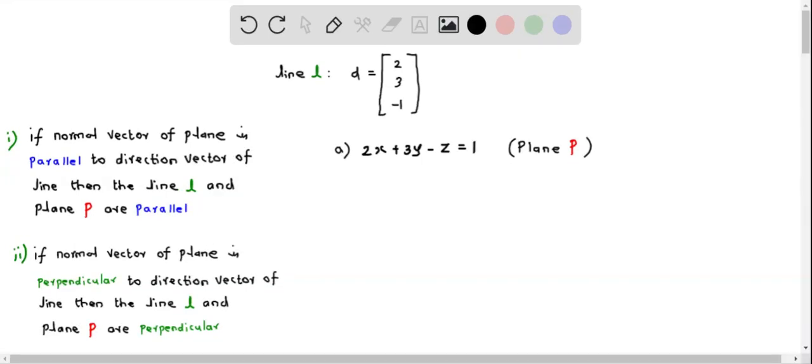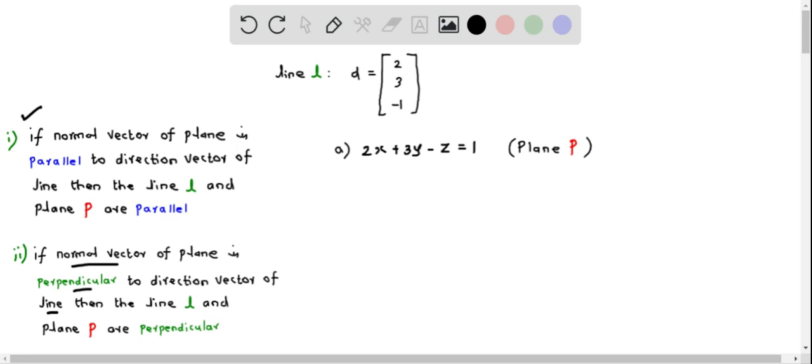We will now check if the line L and the plane P are parallel, perpendicular, or neither. For this, we are going to utilize the fact that to check if the line L and plane P are parallel, we have to check if the normal vector of the plane is parallel to the direction vector of the line. We then say that the line L and the plane P are parallel. Correspondingly, if the normal vector of the plane is perpendicular to the direction vector of the line, then we say that the line L and plane P are perpendicular. So let's see how to determine this.